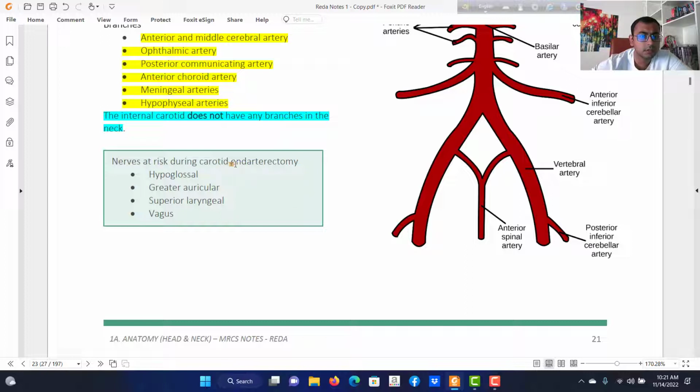Nerves at risk during carotid endarterectomy: you must know hypoglossal, greater auricular, superior laryngeal, and vagus. So these four structures are at risk during endarterectomy. Most commonly injured are the hypoglossal nerve and the greater auricular nerve, because it lies just under the angle of the mandible. The superior laryngeal and vagus can also be injured.